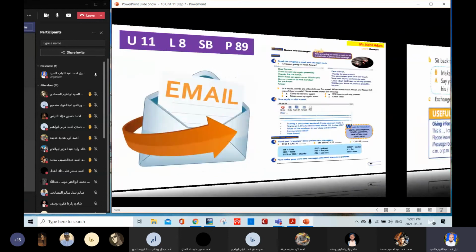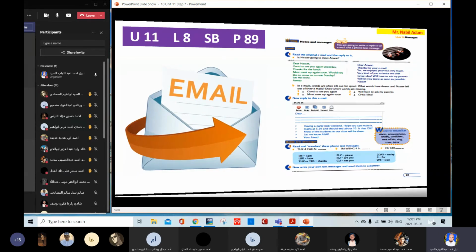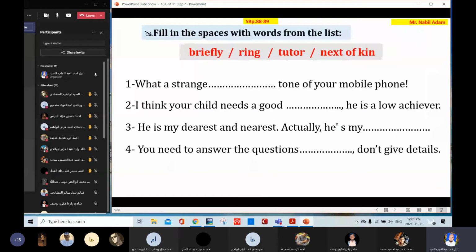Now, the second part we are going to study here: notes and messages. Read the original email and the reply to it. Here, let's revise the new words we studied today. Fill in the space with words from the list: briefly, ring, tutor, next of kin. You've got four words and four sentences. Fill in with words from the list.